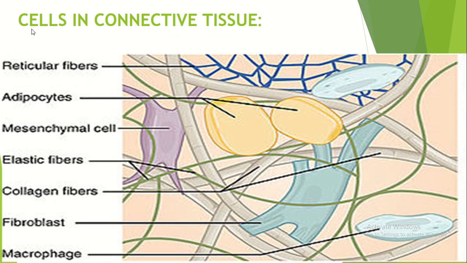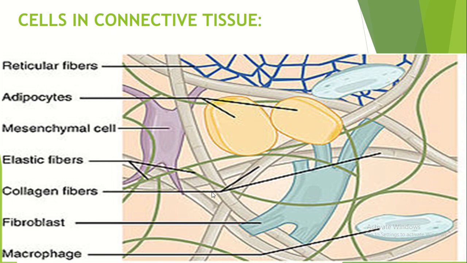And there are the cells in the connective tissue. Why I am giving this slide in this topic is that we will be coming across the cells in this topic, so what are the cells which are used in the connective tissue. Just for brushing up I am giving this. So the reticular fibers, which are the blue strands we can see, the adipocytes which are mainly used in the adipose tissue, the mesenchymal cells, the elastic fibers and the collagen fibers.